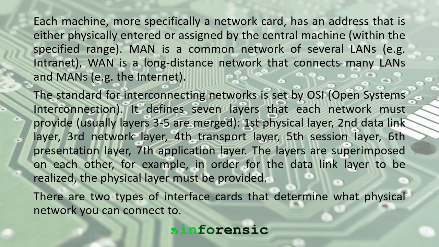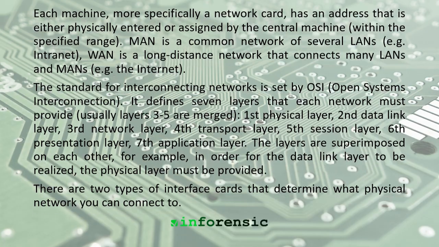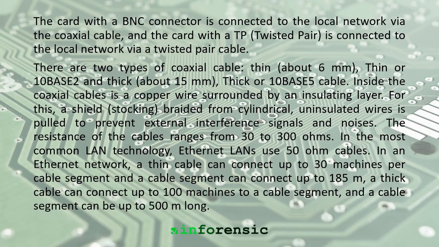There are 2 types of interface cards that determine what physical network you can connect to. The card with a BNC connector is connected to the local network via the coaxial cable, and the card with a TP, twisted pair, is connected to the local network via a twisted pair cable.